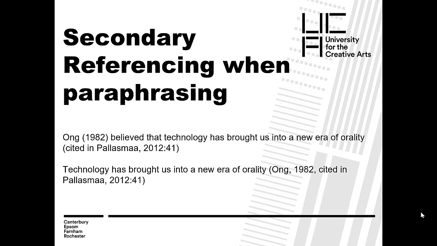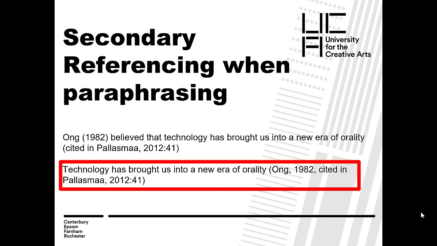So that means I've reworded Ong's words and put them into my own. So in the top example, I've got Ong, 1982, then I've got the idea, and then at the end I've got cited in Pallasmaa 2012-41. In the second example, we've got all the information in the citation at the end of the sentence. But do remember, when you do it this way, it can be tricky for the reader to understand what ideas are your own and what ideas are the person you are paraphrasing.